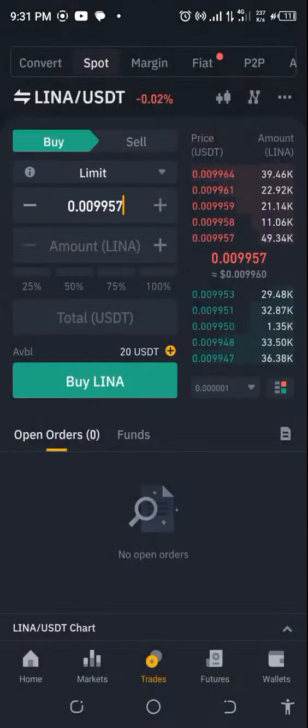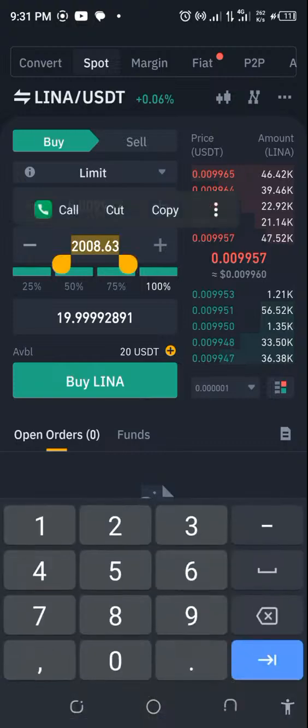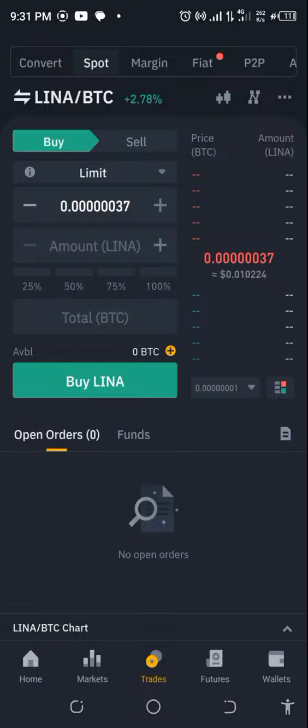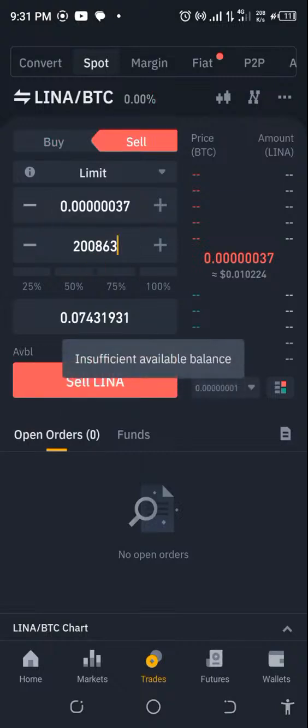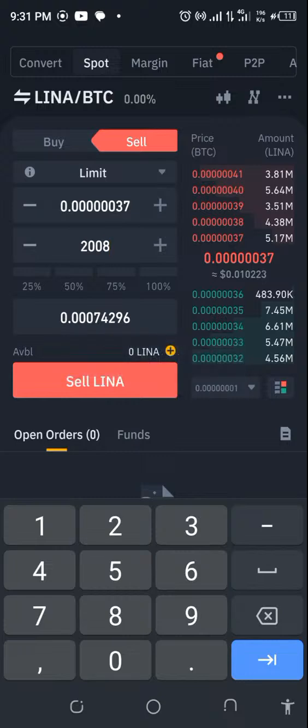Okay, let's go ahead and see with the simulations what we can get. All right, so we've got our usual $20. So what we have here is 2008.63. Let me copy that, and then I'll go over to BTC and try to see if I could sell this. Now let me tell you that Lena doesn't recognize the decimal point. So what we have here now is 0.000742.